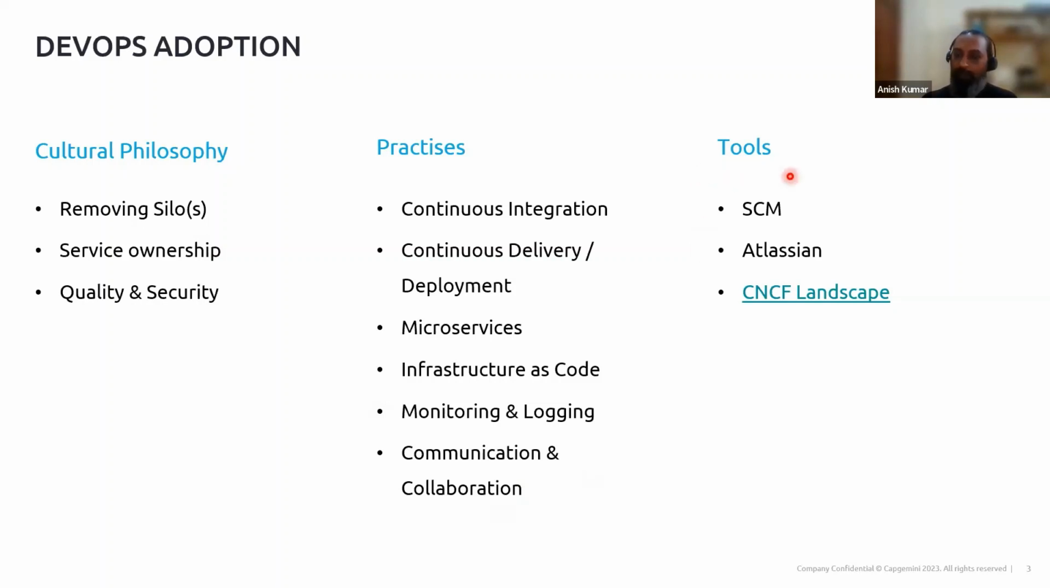Moving on to the last pillar, that is tools. There are broadly 3 items over here. SCM is nothing but your source code management. So if I have to give an example, most of us might have used Git services. Products around Git would be GitHub, GitLab, and so on and so forth.